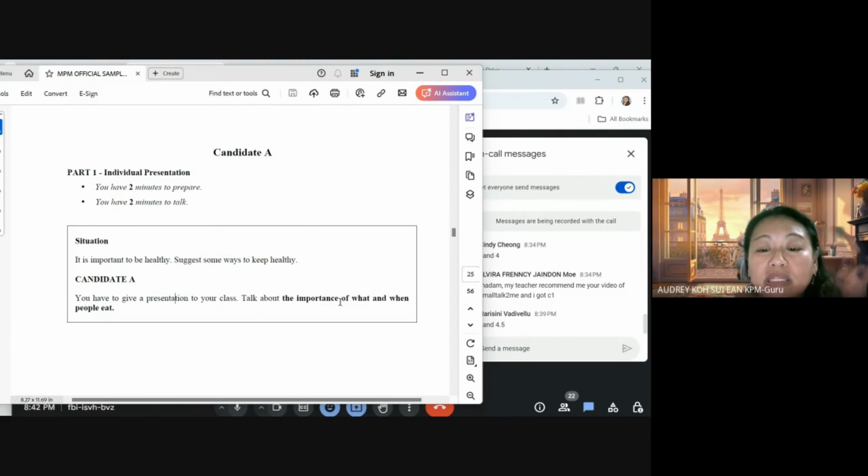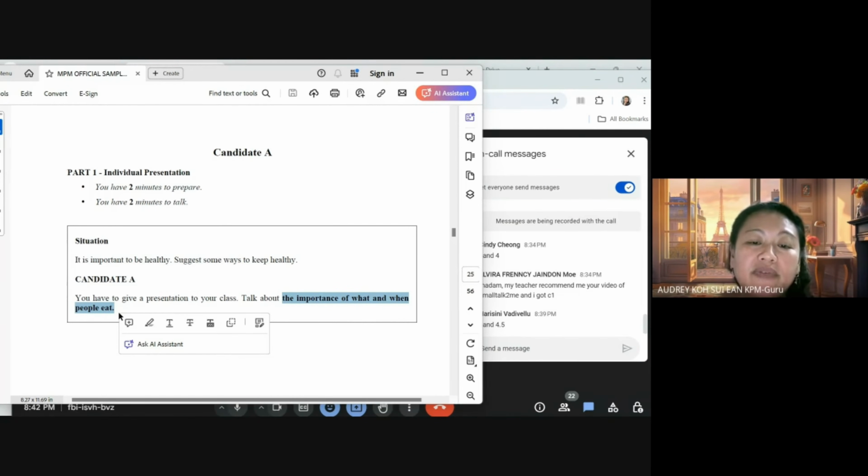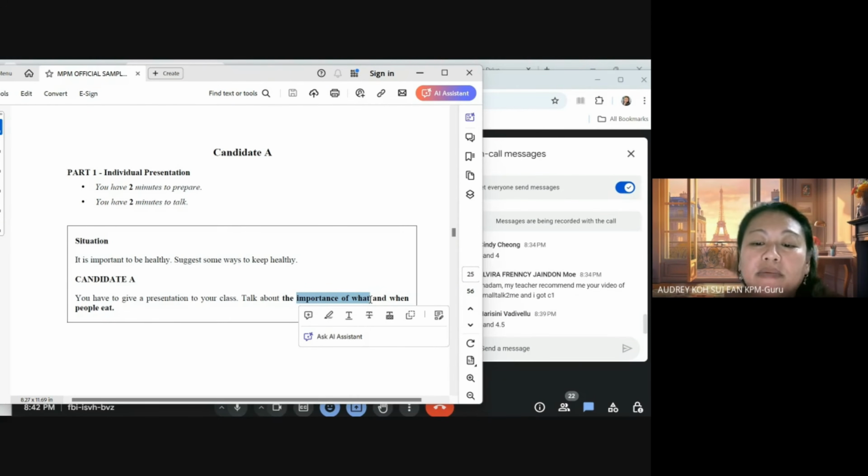Talk about the importance of what and when people eat. So basically, you only focus on this, what and when people eat. You can even have it in 2 points as well. Say very good morning. Say that you're going to talk about ways to keep healthy, which includes the importance of what and when people eat. And then you say, firstly, let's talk about the importance of what we eat. What we put in our mouth will determine our general health.